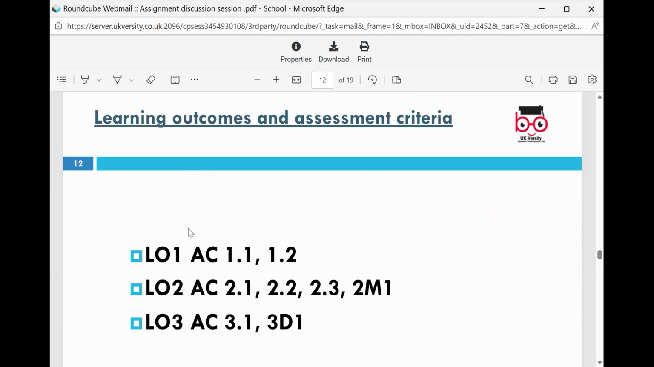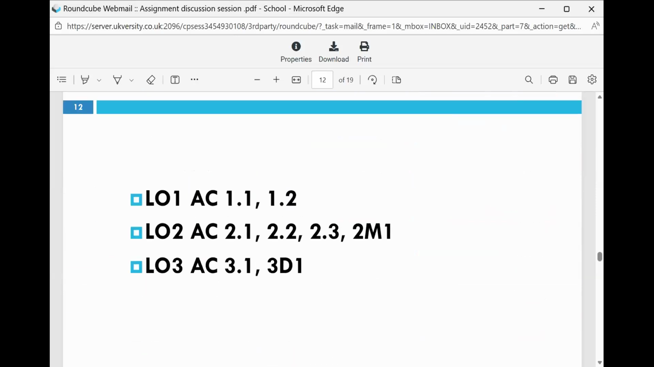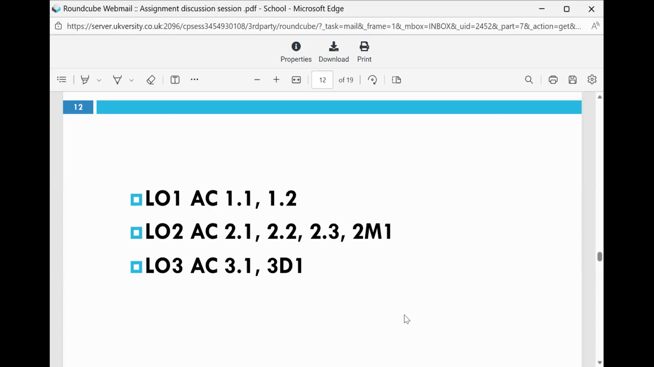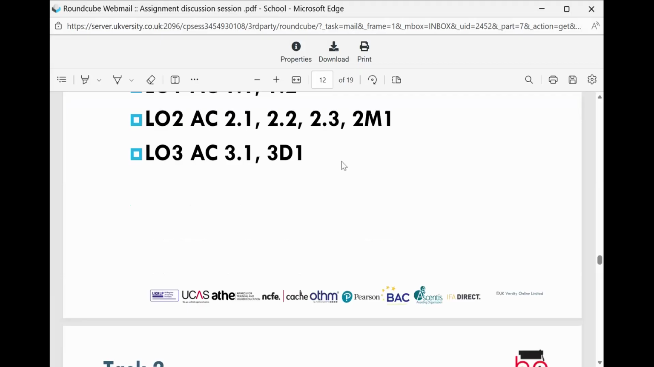Okay. So the learning outcomes used for these pass and merit tasks in task 1 is learning outcome 1, AC 1.1, 1.2, learning outcome 2, AC 2.1, 2.2, 2.3, and 2M1, and also learning outcome 3, AC 3.1, and 3D1. And these are for task 1, and if you want to get the distinction, you would have to do the extension criteria for merit and for distinction.